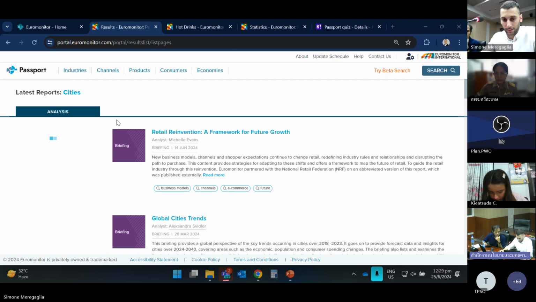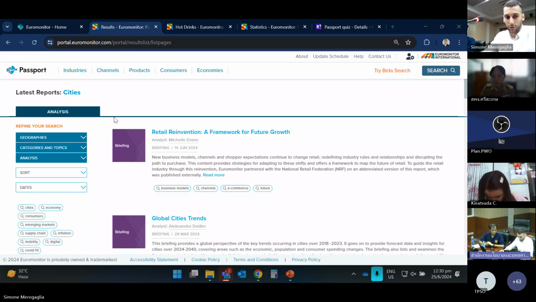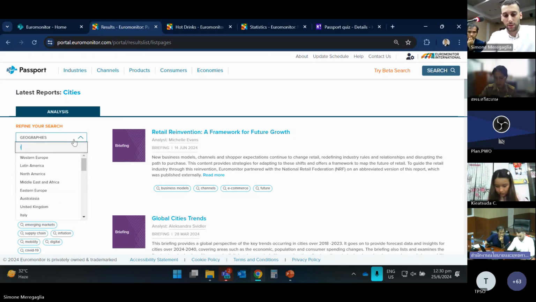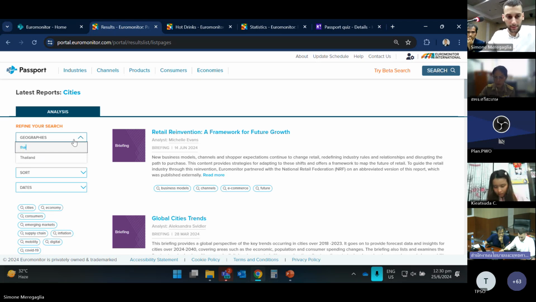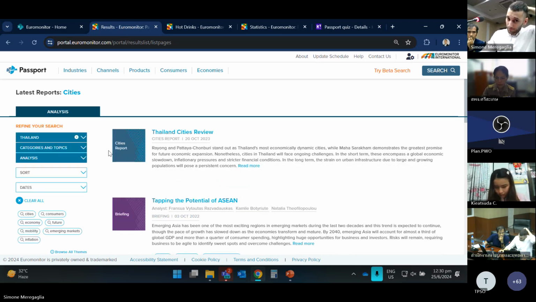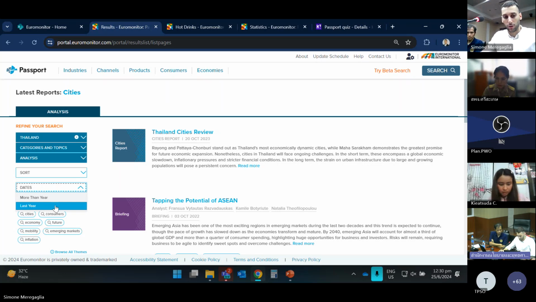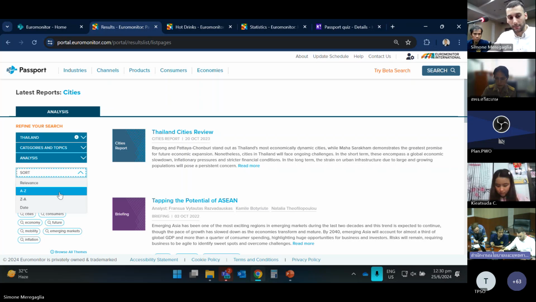And I'm going to show you about that. And you can also filter by country. So you can see information also for Thailand specifically. So you see here, there's written refine your search. You can click on geographies. For example, I want Thailand, and then I click Thailand. And then I will also want sort by dates. So I only want reports that have been published the last year, or I want to sort all reports even in the past, but by date. So the most updated are on top.